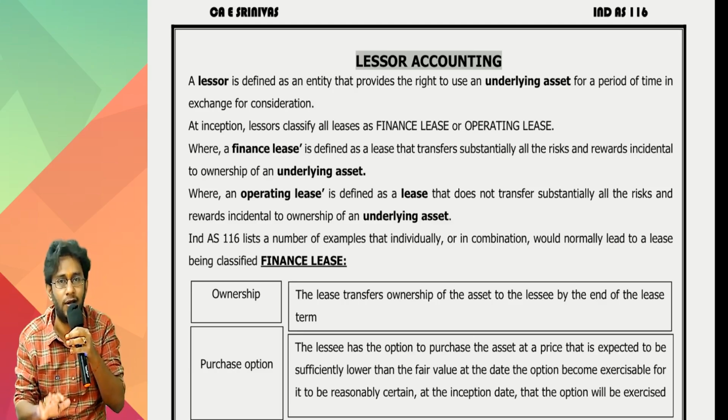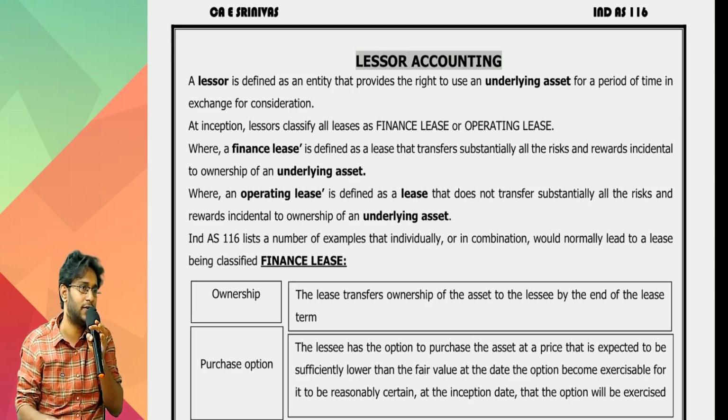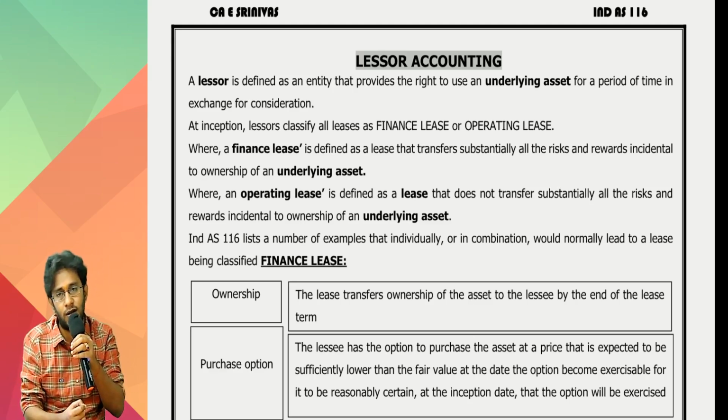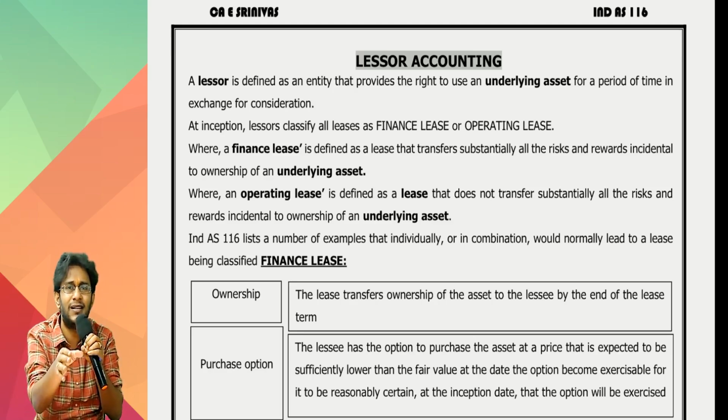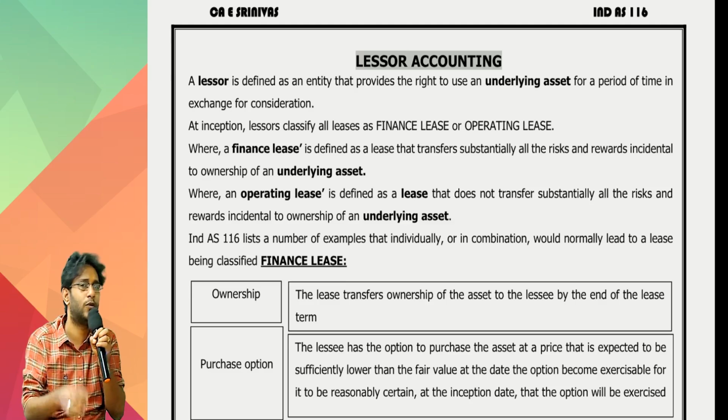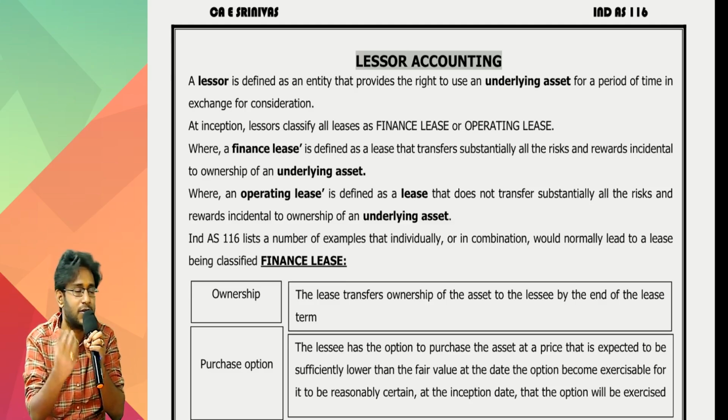The standard says, don't worry, I will catch you. This is a finance lease. So for the lessor's books, the asset cannot appear. Why can the asset not appear in a finance lease? His interest is never in the asset. His interest is only to earn finance income, interest income.